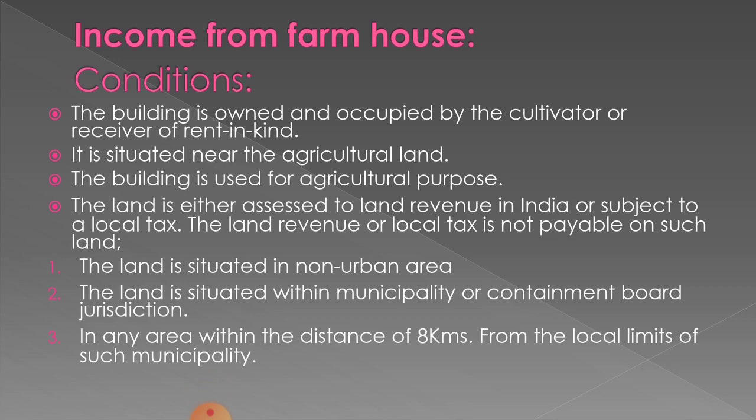for considering the income from farmhouse as agricultural income: the building is owned and occupied by the cultivator or receiver of rent in kind. Second one, it is situated near the agricultural land. Third one, the building is used for agricultural purpose. And fourth one, the land is either assessed to land revenue in India or subject to a local tax. Here, the land revenue or local tax is not payable on some agricultural land. Such land is situated in non-urban area.